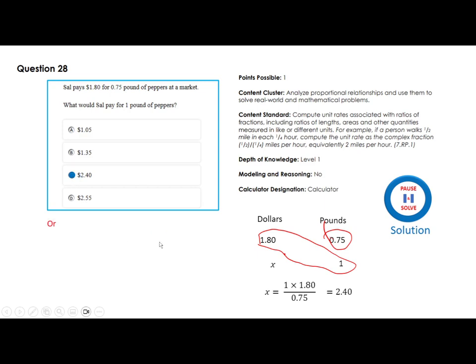Now, sometimes you can set it up this way. You put dollars, you put pounds. Dollars 1.80, pounds 0.75, and I'm giving a pound, 1 pound. You put X here. Again, you do the same thing, cross multiplication, divided by this. Many examples are like that, okay?